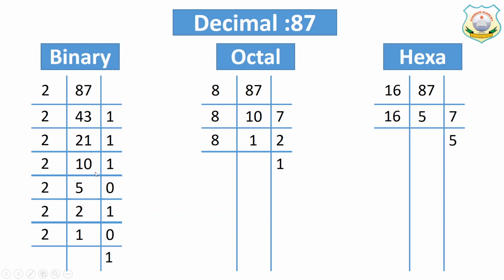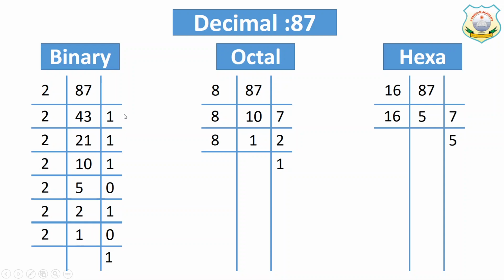Then 2 5s are 10, the remainder is 0 this time. 2 2s are 4, the remainder is 1, 2 1s are 2, 0, and at last it is not divisible, so just take this remainder. So 1 0 1 0 1 1 1, from bottom to up, again I'm repeating, this is the most significant bit, this is the least significant bit, so you have to take from here. So the answer is 1 0 1 0 1 1 1. So decimal 87 in binary is this number.